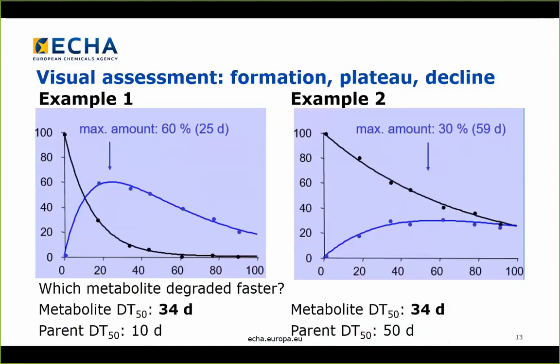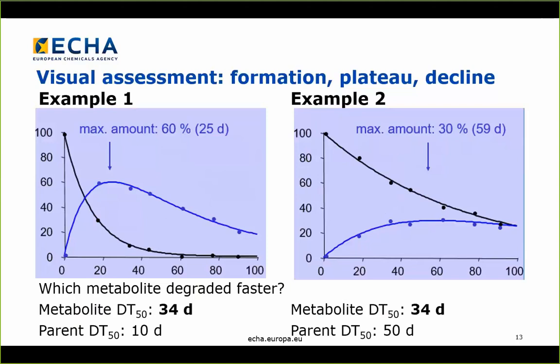These are just a couple of examples of what you will quite typically see when you start looking at metabolite fits. So we've got a couple of different studies here, if you like. And the slide asks, well, which metabolite degraded faster in this example? If you don't look at the answers, you might think that example 1 is degrading more quickly because you've got a clear decline phase within the study, whereas in example 2 on the right, you're not really describing much of a decline phase. In actual fact, in both these examples, the metabolite DT50 is the same.